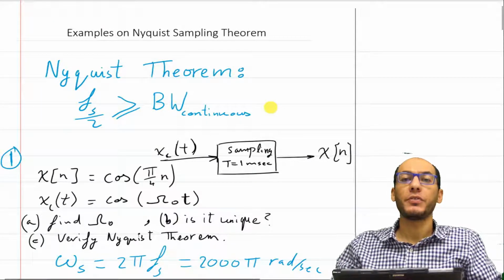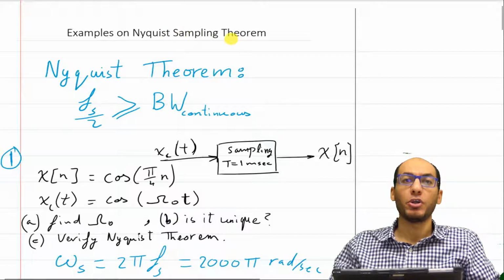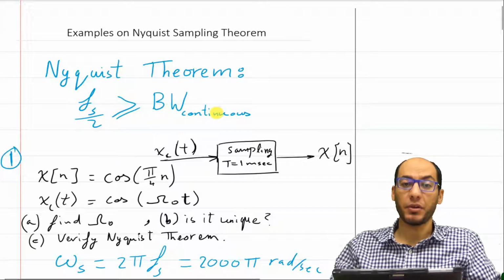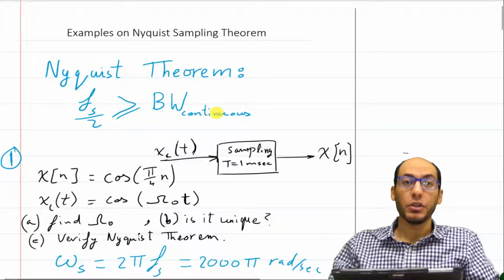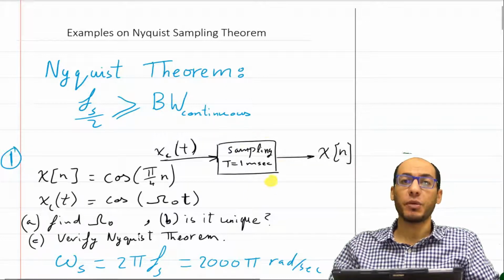Hello everyone, in this video I'm going to solve 3 example problems on Nyquist sampling theorem. So what does the theorem say? It says that if you have a continuous signal with a certain bandwidth and you'd like to sample this signal, then the sampling frequency has to be at least twice as much as the bandwidth of that continuous signal.